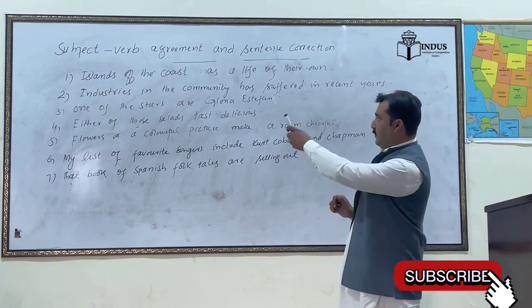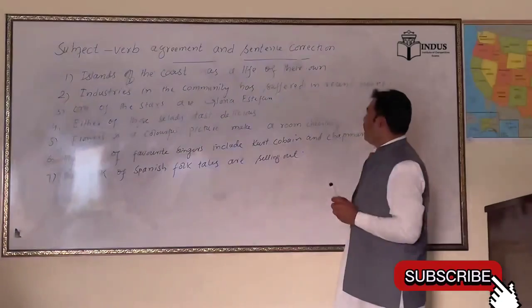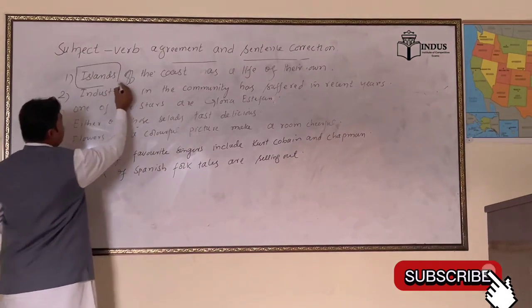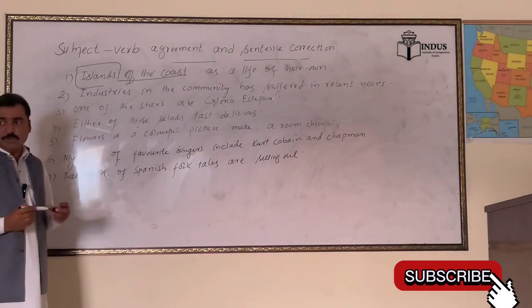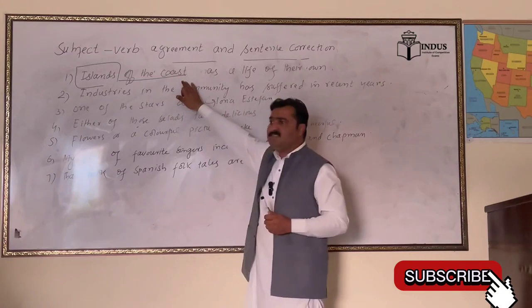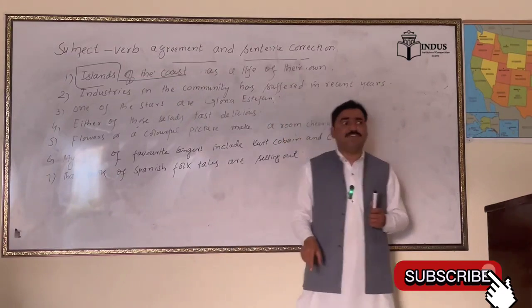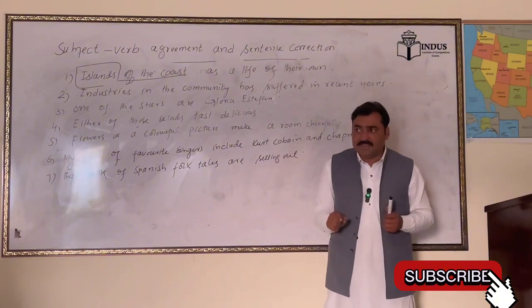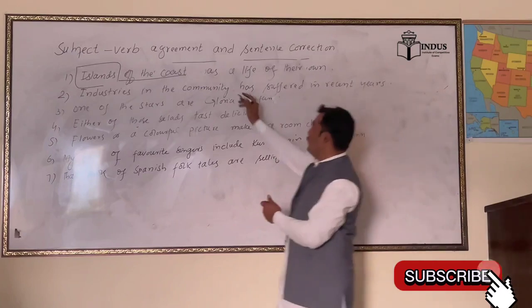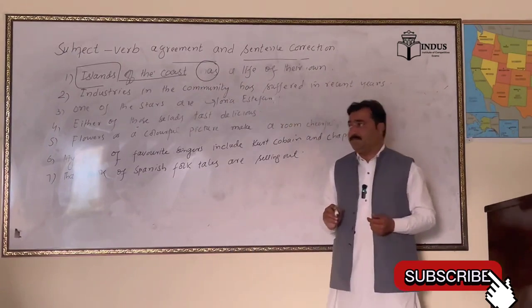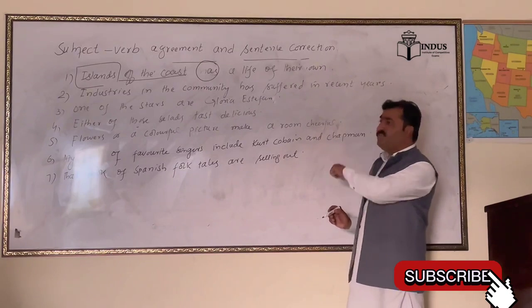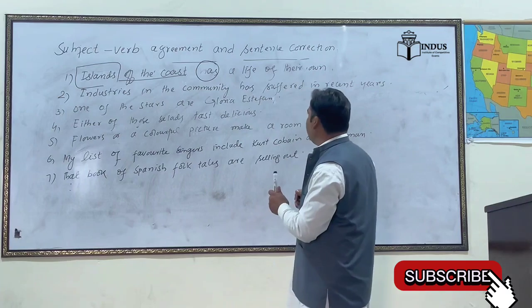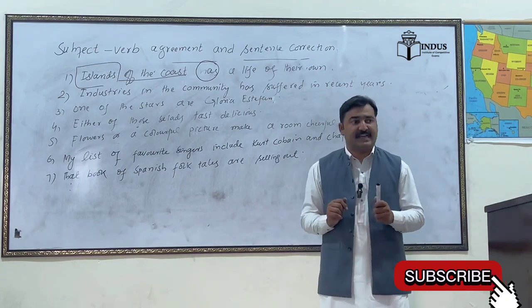Look at the first sentence. Islands of the coast has a life of their own. Here remember, our subject is islands; of the coast is the phrase. You have to ignore it. Your phrase is singular. Your subject is plural. So your verb will go not with the phrase, but with the subject. Islands, here we have the mistake of has. Islands of the coast have a life of their own. Got it?